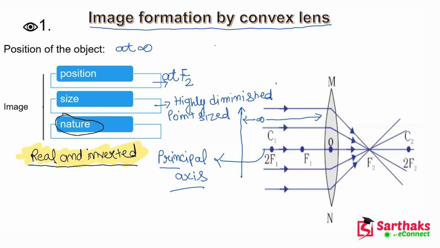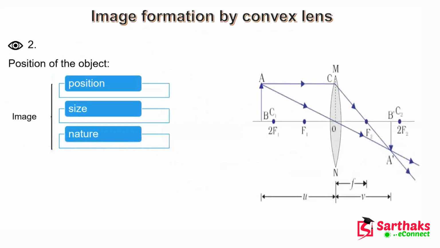Now we will move ahead to the second case. Here we are. This is the second case of the convex lens. In the first case, we had placed the object at infinite distance. But in this case, we will bring this object a little bit closer to this convex lens.